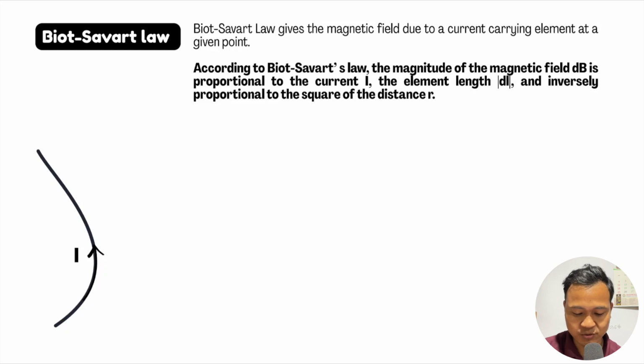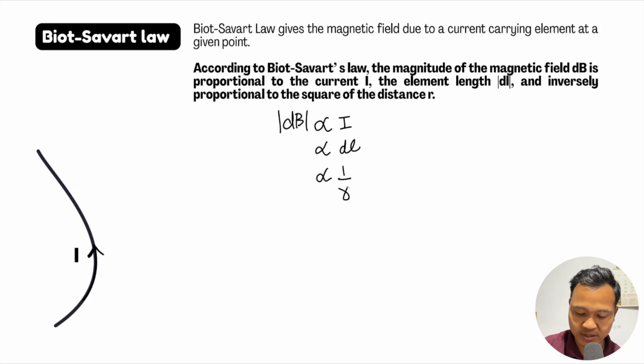According to Biot-Savart law, the magnitude of magnetic field dB is proportional to current I, element length dl, and inversely proportional to the square of the distance r. So here you can see that dB is proportional to I, it is proportional to the length dl, the length of the element, and it is inversely proportional to the square of the distance, 1 by r square.